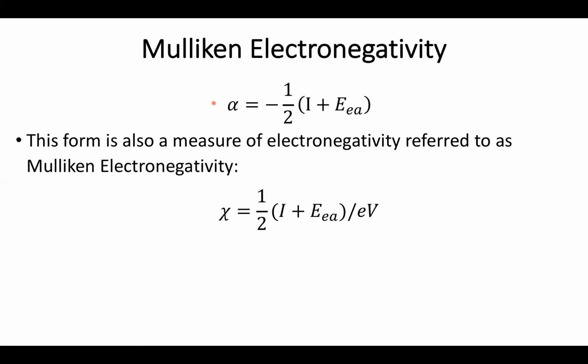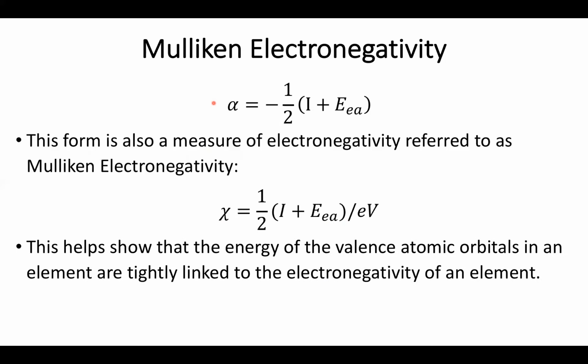But what it also ends up doing is it shows very much that the energy of our valence atomic orbital, so our atomic orbital that is going to be involved in bonding, is going to be tightly linked to our electronegativity. The more electronegative an element is, essentially the lower in energy our orbitals are. So this actually helps explain a lot of ideas of electronegativity.